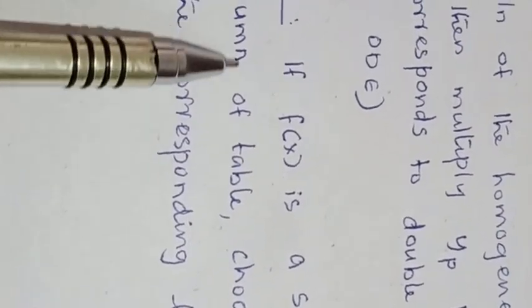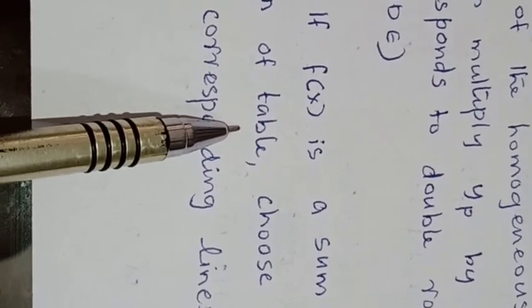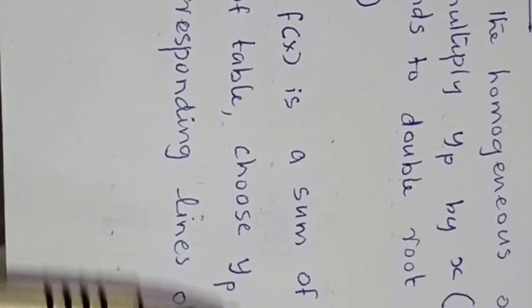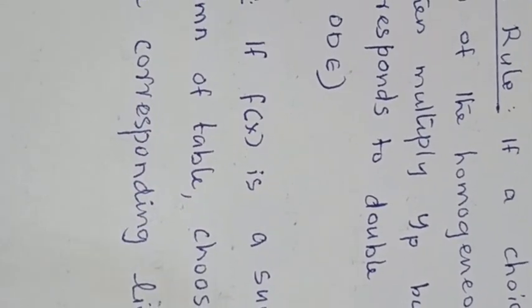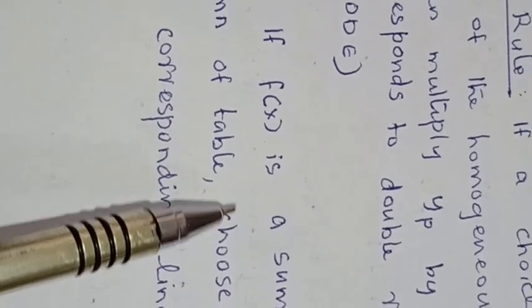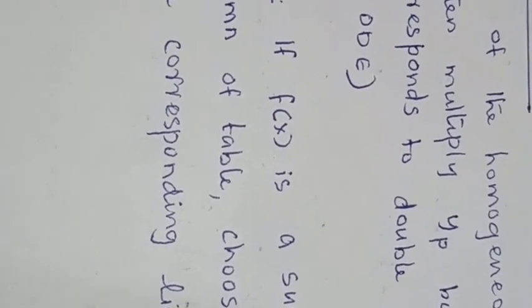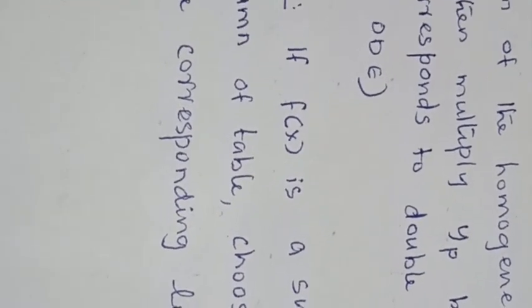Now the third rule, the sum rule, says that if f of x is a sum of functions in the first column of the table, choose yp as the sum of functions in the corresponding lines of the second column. That means if f of x is h of x plus g of x, suppose the RHS of our differential equation contains two functions, then you select from the table the corresponding lines in the second column, write the sum of those two yp's, then do the same process.